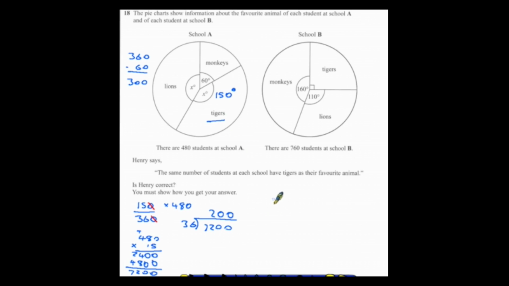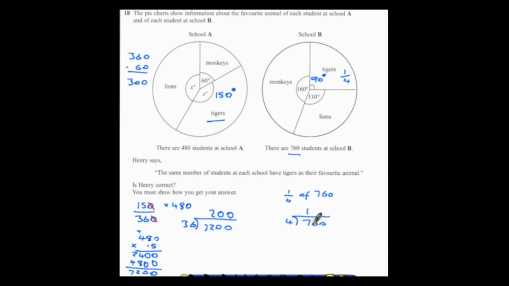School B is a little simpler, because tigers, we are told it is 90 degrees. Now we could do the same thing. We could do 90 divided by 360 and then multiply by 760. But actually, if we bear in mind that 90 degrees is actually 1/4 of the circle, that means that 1/4 of the students prefer tigers. So all we need to find is 1/4 of 760. Therefore, it is 760 divided by 4.